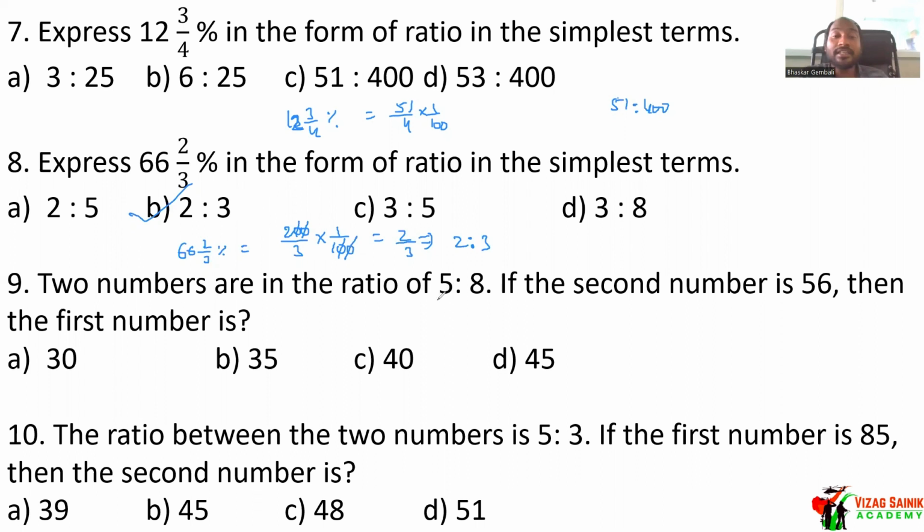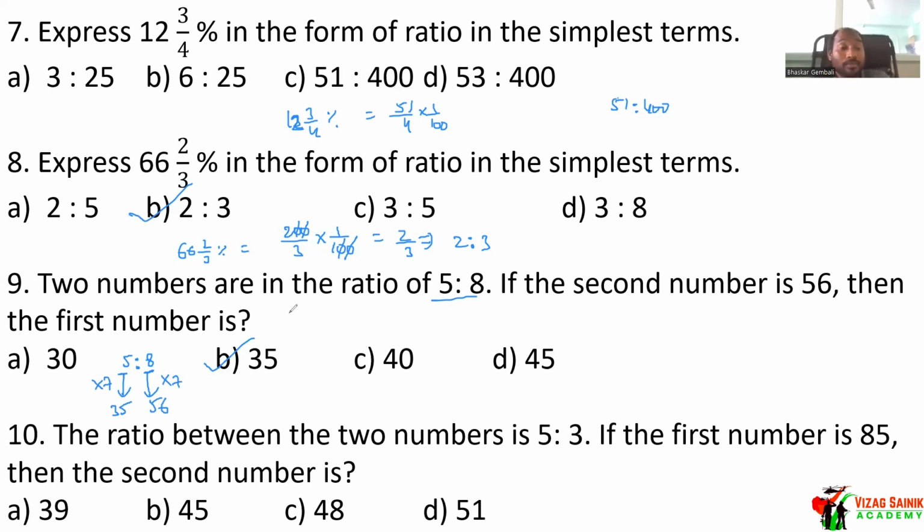Next question. 2 numbers are in the ratio of 5 is to 8. If the second number is 56, then the first number. We already told you, 2 numbers 5 is to 8, and it's a comparison between 2 quantities. That means the first term is 5 parts and the second term is 8 parts. If the second term is 56, 8 times what is 56? 7. So the second one is 8 times 7. Then the first should be 5 times 7, which is 35. Ratio is a comparison between quantities. First 5 parts, second 8 parts. If 8 parts is 56, what is one part? 8 into 7 is 56, so each part's value is 7. What we need is 5 parts. So 5 into 7 is 35.